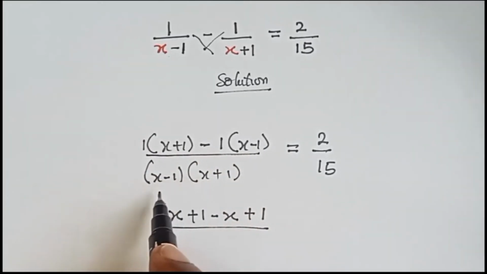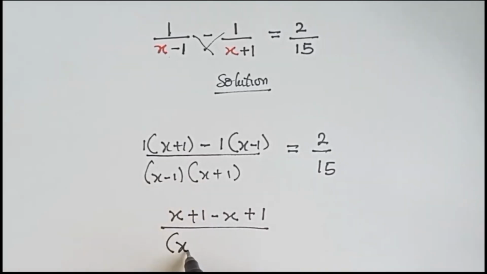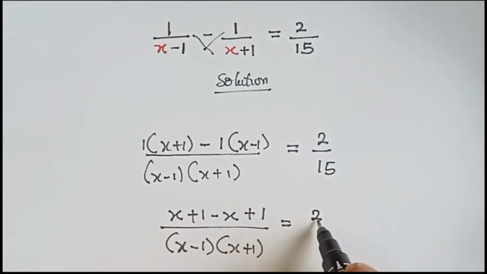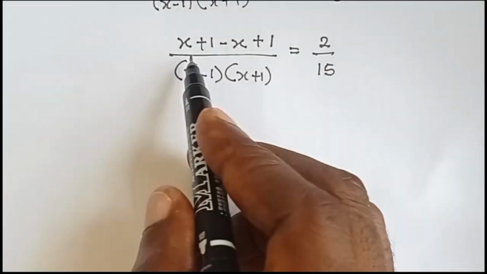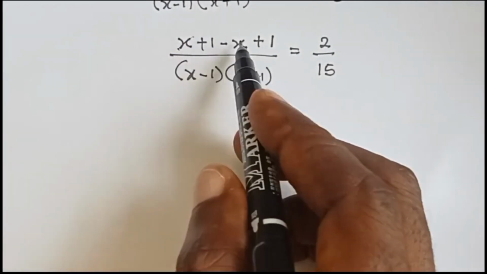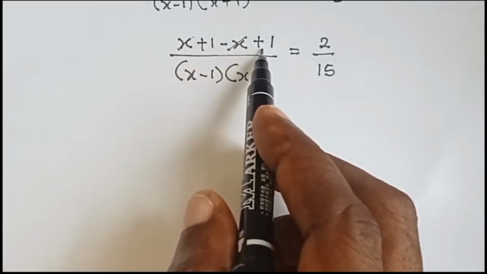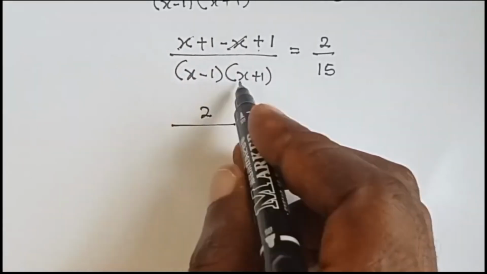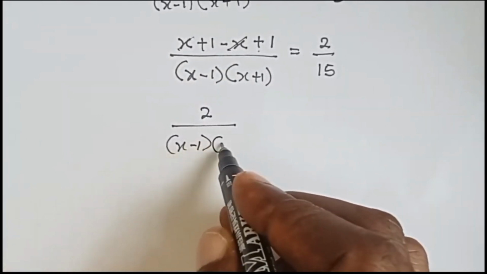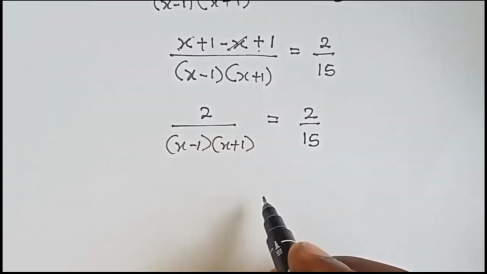Let's expand this. We have x minus 1 times x plus 1. Okay, we can still write it. Let's still write it. Everything equals to 2 over 15. Right, so x minus x will give us 0. That cancels out. Then we have plus 1 plus 1. Plus 1 plus 1 is plus 2. So that's 2 over x minus 1, x plus 1 equals to 2 over 15.